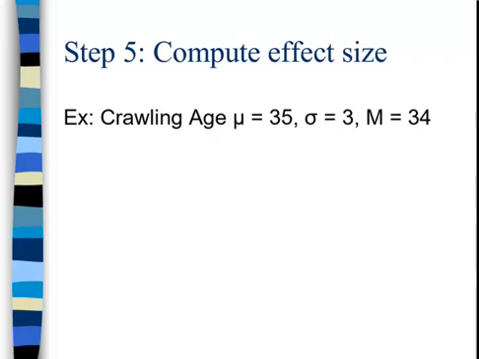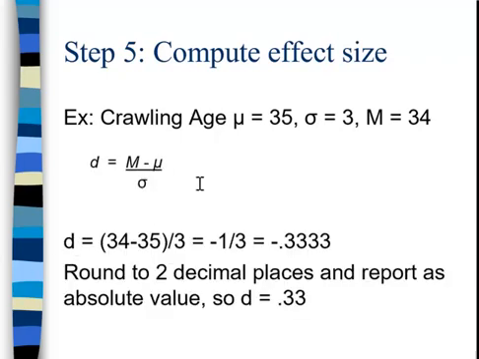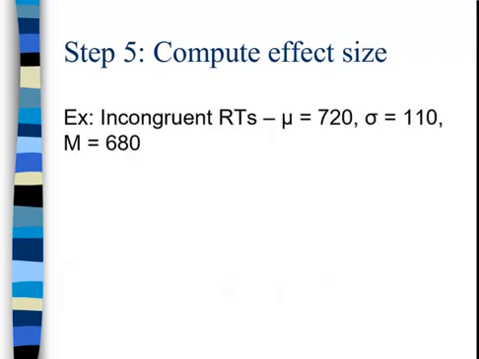So remember, we had an effect for crawling age, right? In other words, there was a significant difference between our sample mean and our population mean. So therefore, it would be appropriate to compute the effect size. And let's do this really quick. Here's a reminder of our formula, right? Our formula is the sample mean minus the population mean divided by the population standard deviation. So that's going to be 34 minus 35 divided by 3. That's going to give us negative 0.3333 and so forth. But remember, round to 2 decimal places and report Cohen's d as an absolute value. So d equals 0.33.